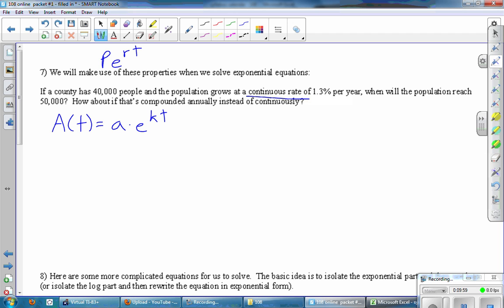So we fill in, A is the initial amount, that's 40,000 people. K is the continuous growth rate, it's given, 1.3%, but we gotta make sure we write it as a decimal. T is just T. And I wanna know when the population will reach 50,000. So we're gonna take that and make it equal 50,000.